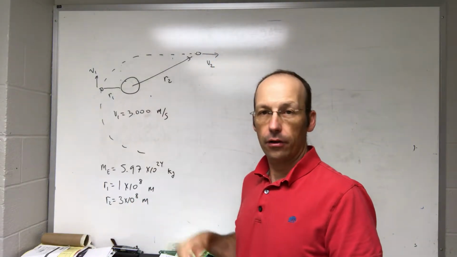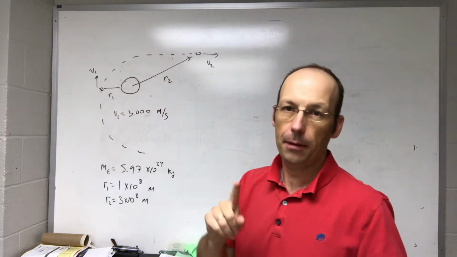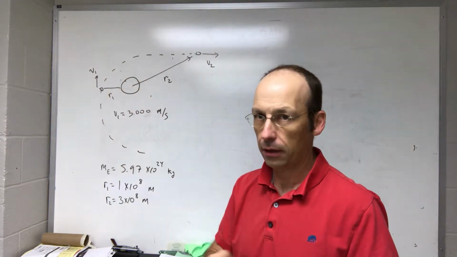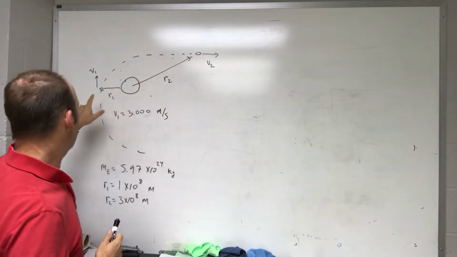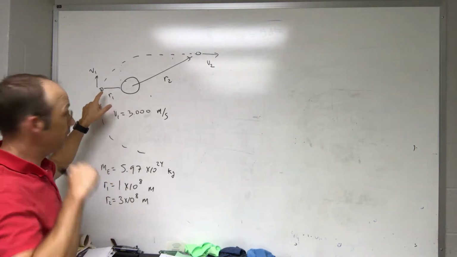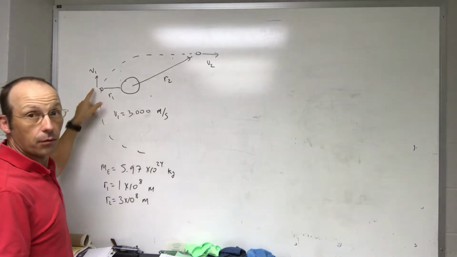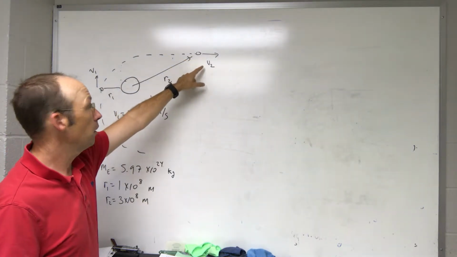Okay, here's a work energy problem. I just partially made this up, but I made up the numbers to protect everybody. Here is the Earth, and here is a spacecraft that's traveling near the Earth. It starts here at a position R1 with a velocity V1, and then it moves further away up to here, R2, with the velocity V2.